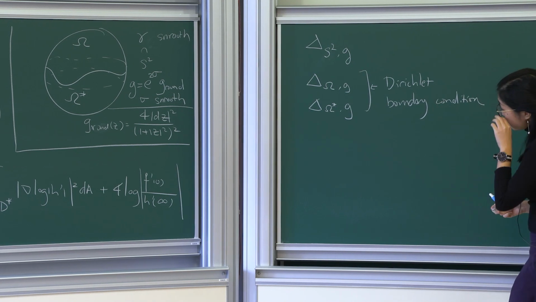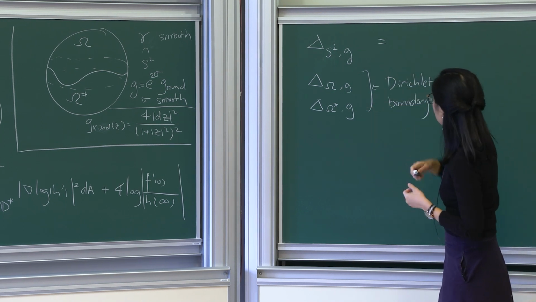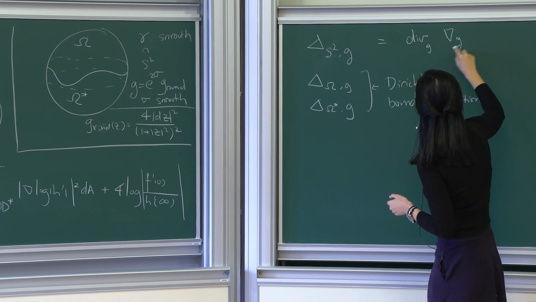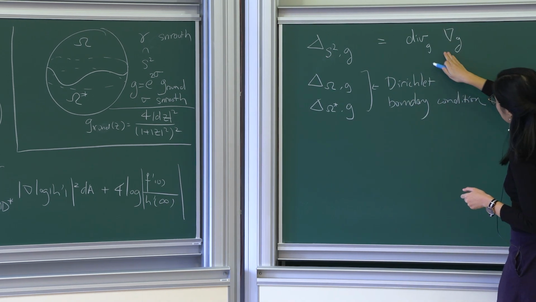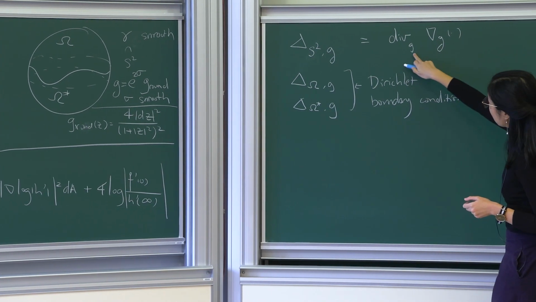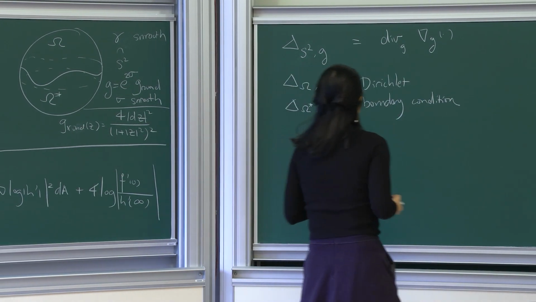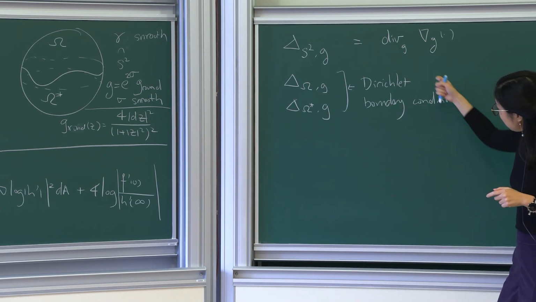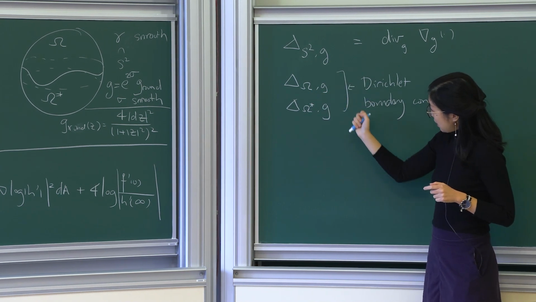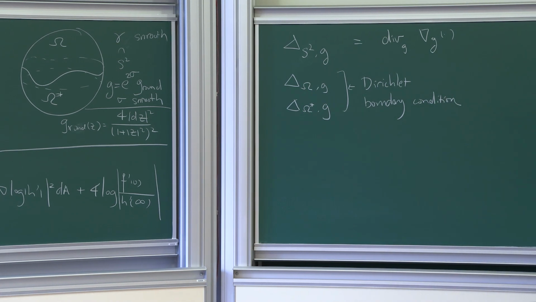So these are Laplace operators. It depends on the metric, because you can also write this as the divergence, the usual definition of a Laplace-Beltrami operator. In order to define the divergence of the gradient, where the gradient depends on the metric, the divergence also depends on the metric. I say Dirichlet boundary condition, which means this is a Laplace operator which acts on the space of functions which vanish on the boundary of omega and omega star.